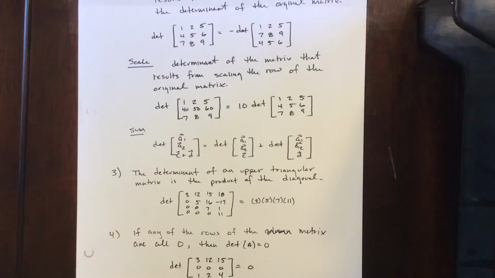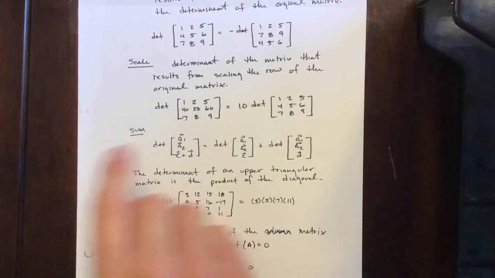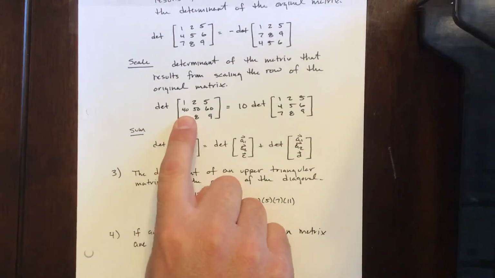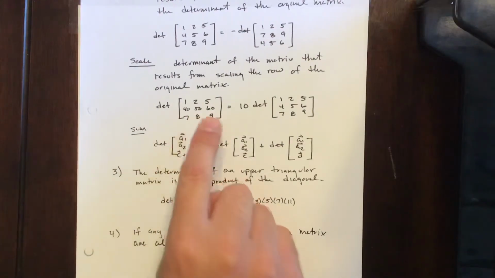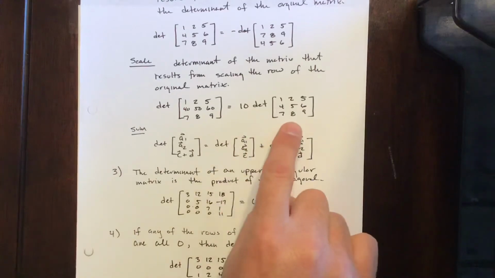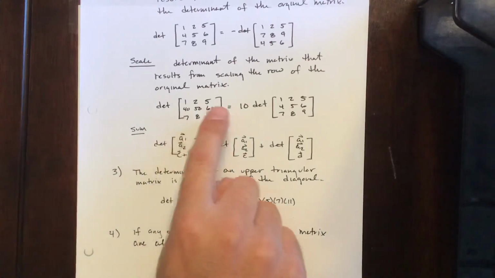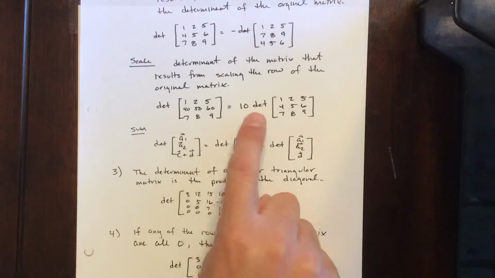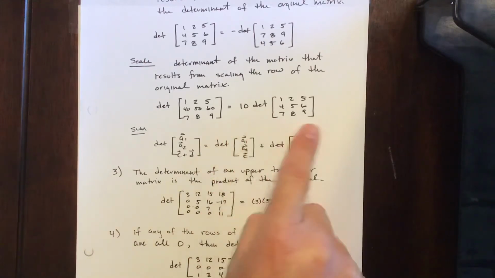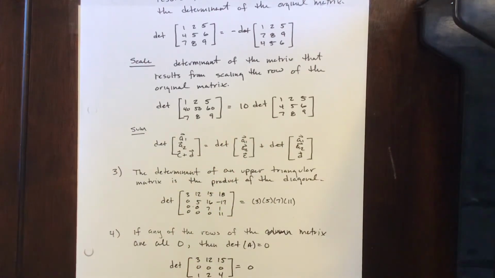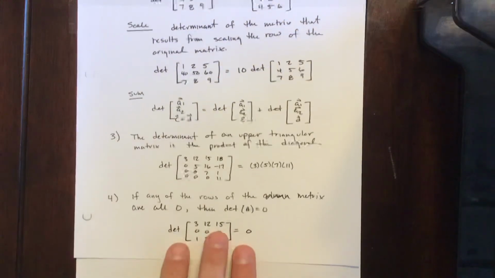So if you take the determinant of one row scaled, let's take row 2 and multiply it by 10, that's going to be 10 times the determinant of 1, 2, 5, 4, 5, 6, 7, 8, 9. If I were to have scaled every row, so that's 10, 20, 50, 70, 80, 90, this would be 10 cubed times the determinant of 1, 2, 5, 4, 5, 6, 7, 8, 9.